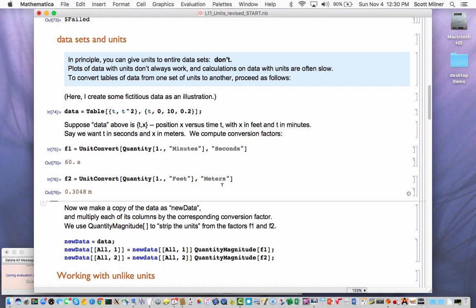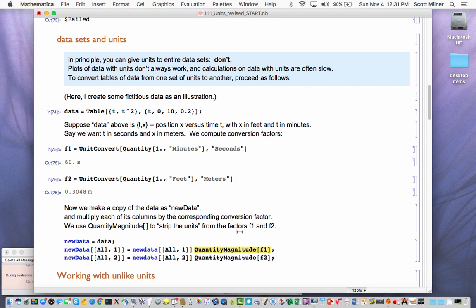So to make the converted data set, we make a copy of it. newdata = data makes a new copy, and then we work on the columns of that data, multiplying each column by the corresponding conversion factor. So newdata[[All, 1]] means all rows, the first column of the new data, and we set that equal to its previous self times the first conversion factor with the units stripped off.